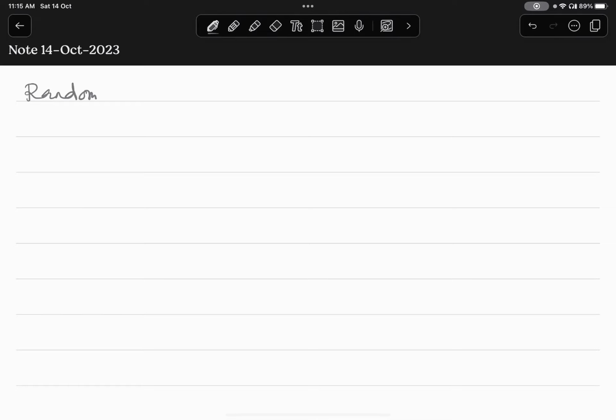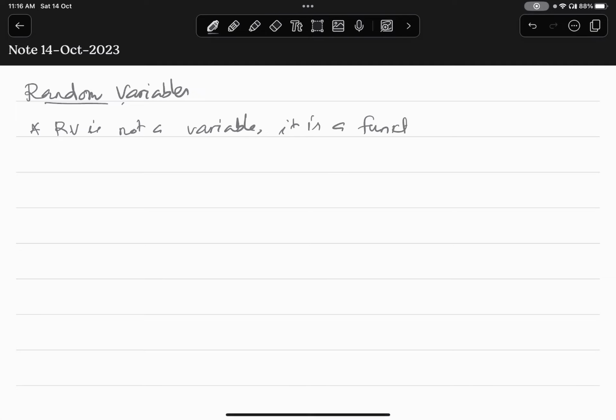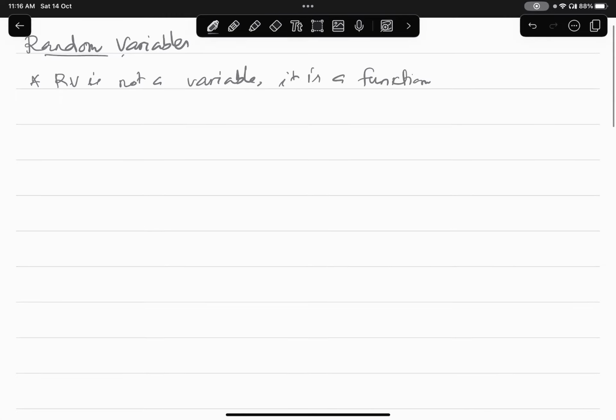Random variables. So the basic idea which we need to have regarding random variables is that a random variable is not a variable. In fact, it is a function. So what does a random variable do?